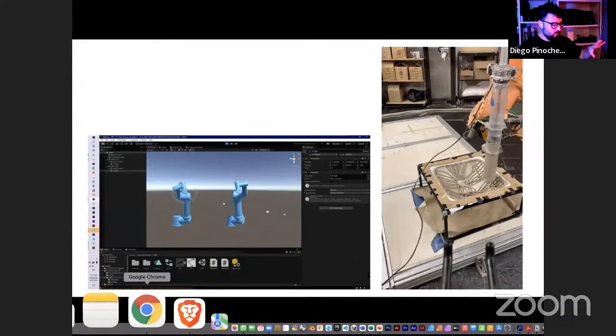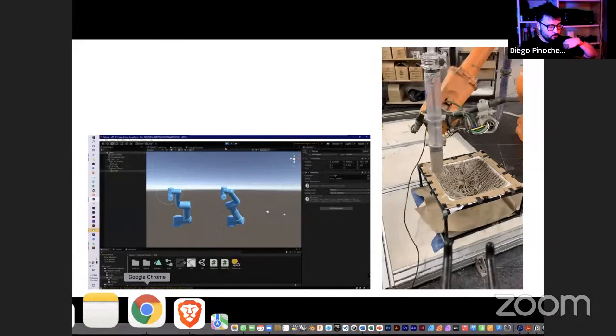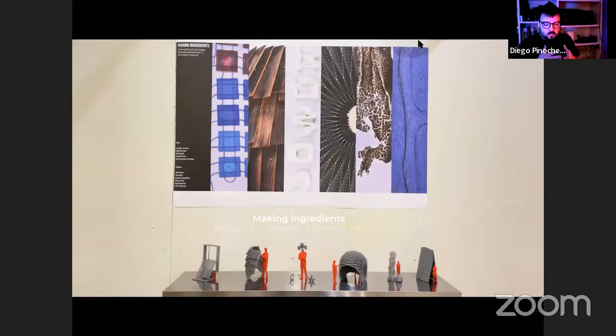What you see here are some explorations of how you can train a robot to teach another robot to perform. Those things were tested, for example, with medium scale ceramics printing. So these are the things that I do that at the same time are put to the test in my academic practice.